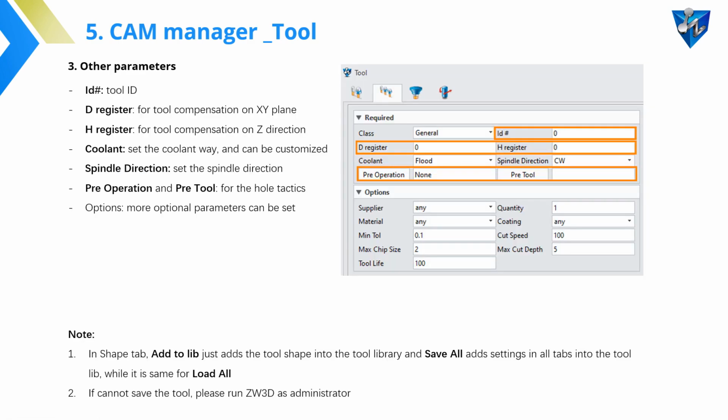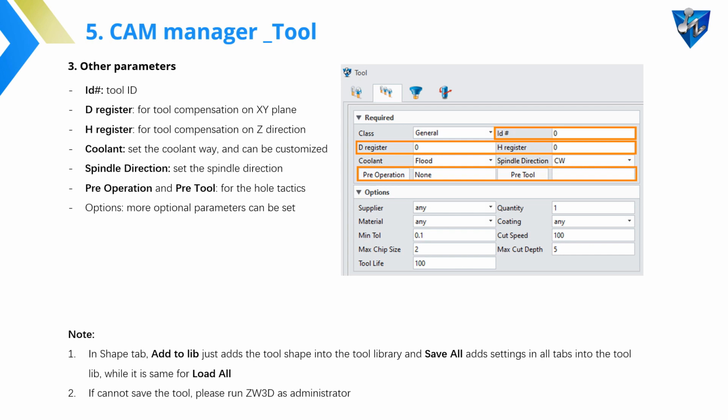Besides the tool shape definition, we can set the tool ID, D register, which is for tool compensation on the XY plane, H register, which is the tool compensation on Z direction, and more parameters such as coolant type, spindle direction. Pre-operation and pre-tool are used to create the tool library for the whole tactics. You can refer to the video about drilling module for further explanation. Please note, in the Shape tab, Add to Lib just adds the tool shape into the tool library and saves all added settings in all tabs into the tool library, while it is the same for Load All.